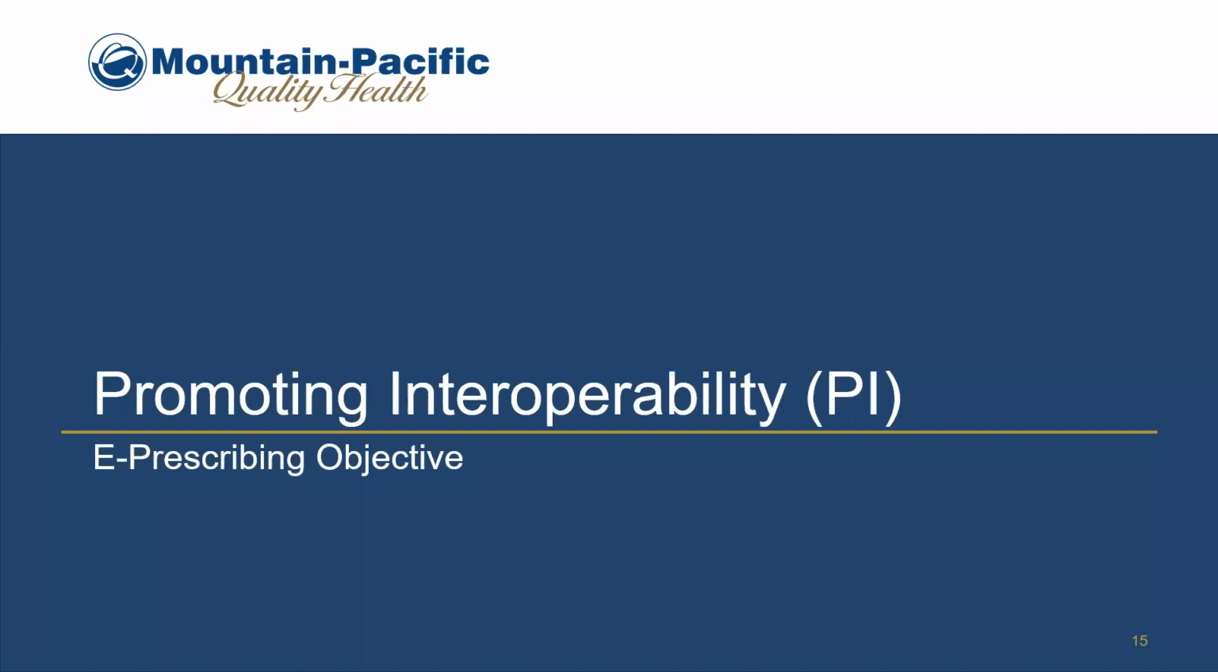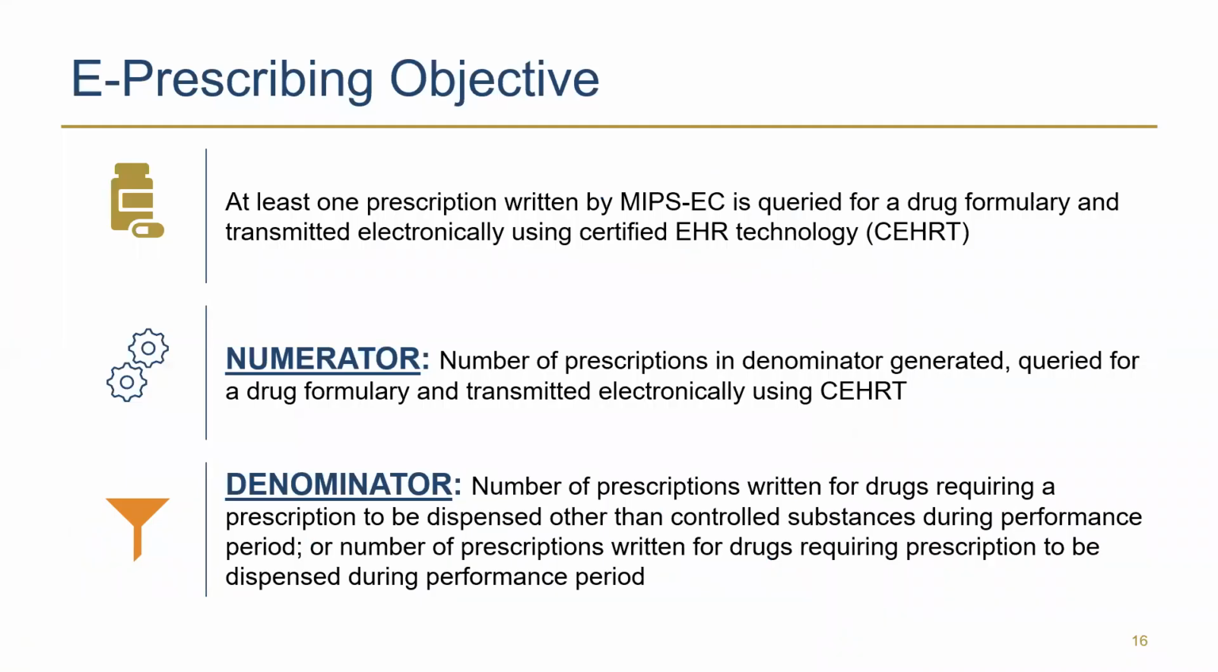Okay, now let's talk about the e-prescribing objective. There are 2 measures in the e-prescribing objective, and the first is the e-prescribing. For e-prescribing, this is a required measure. To receive a score for the e-prescribing measure, you must have written at least 1 prescription that was queried for a drug formulary and transmitted electronically using your certified EHR technology. The numerator collects all of the prescriptions from the denominator that meet the criteria.